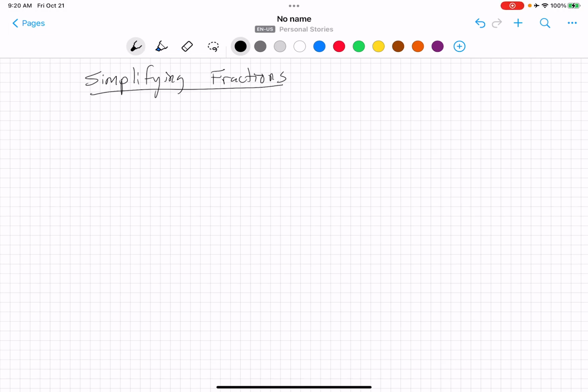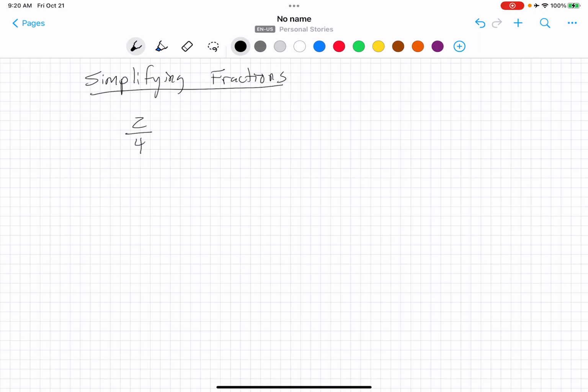All right, so today we will be looking at simplifying fractions. Now, last class we talked about how to name fractions. So if I were to have a fraction like 2 over 4, I could say 2 divided by 4, I could say 2 over 4, or I can say 2 fourths.